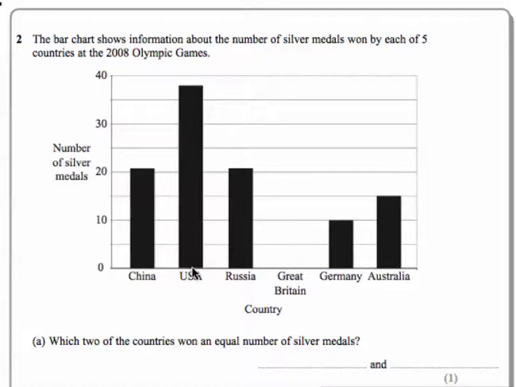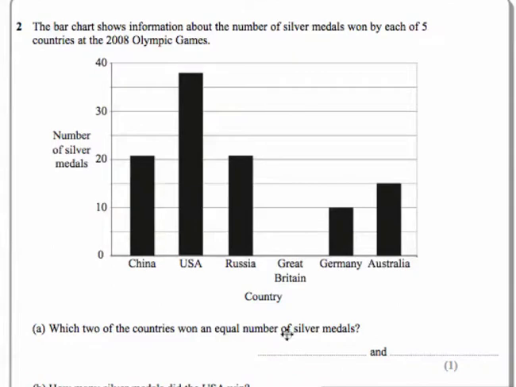United States here, I've got about, this is 30, this is 35, isn't it? So that would be about 37, 38 silver medals and so on. So the first question is, which 2 of the countries won an equal number of silver medals? In other words, which 2 of these bars are the same height? I think you can see that these 2 are the same height. So we're talking about China and Russia.